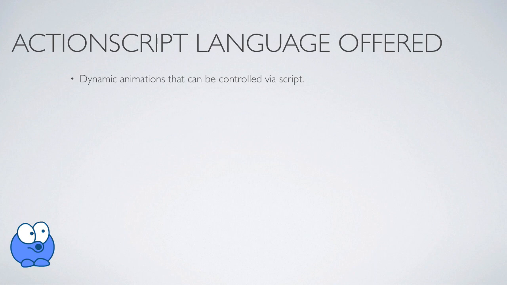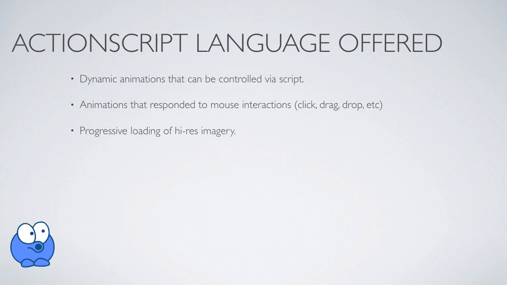So you could literally write code that told your movie clips how they should move around. You could create animations that responded to mouse interactions, so now you could click on things, drag them around, drop them where you want. It was awesome. ActionScript also supported the progressive loading of high-res imagery, so you could build an elaborate gallery with hundreds of images. You could track the download of each image and only load the images that you want when you want them.